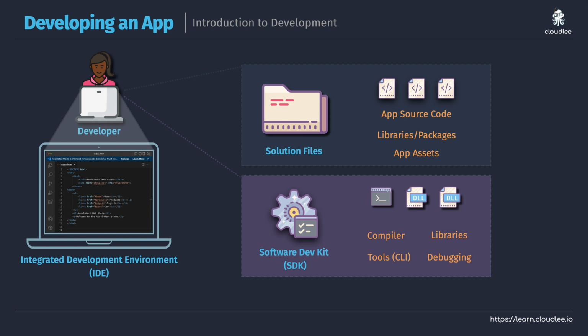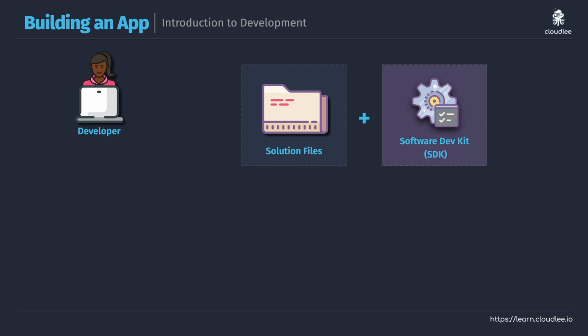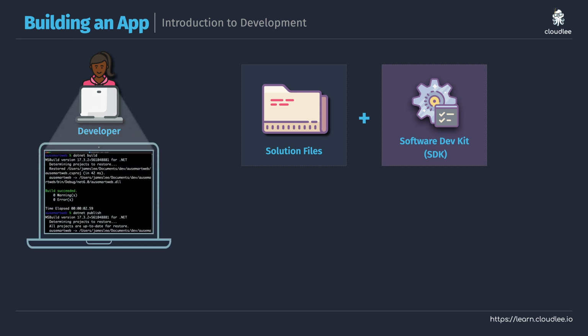So let's move on to the next step in the process of developing a solution. And that's actually going ahead and building the application so that we can use it somewhere. So we've developed our solution, we've stored all of that in our source code, we might have some libraries, and we've used a software development kit. With that software development kit, we can actually go ahead and perform the build of the application.